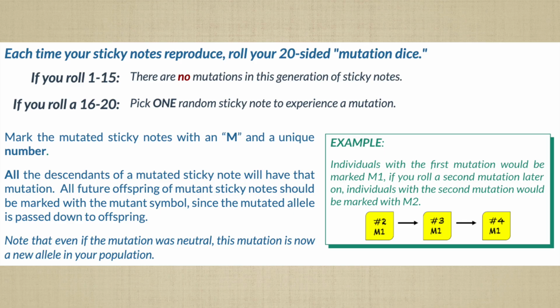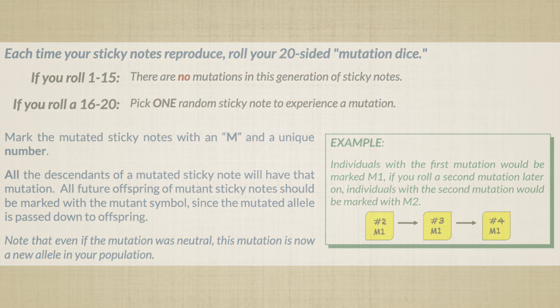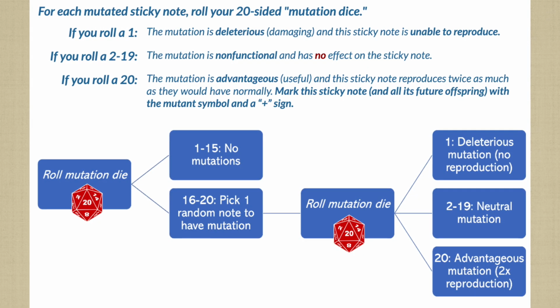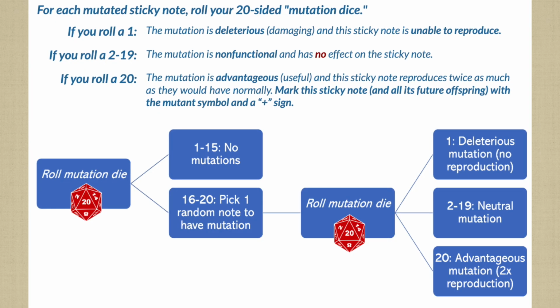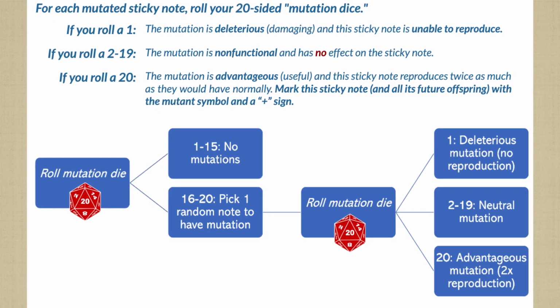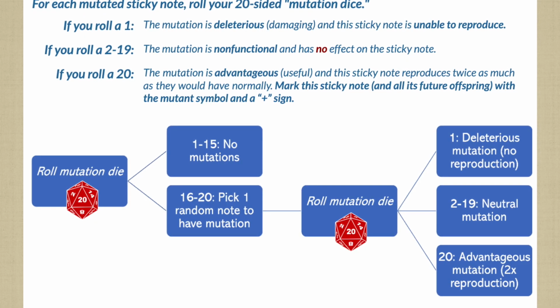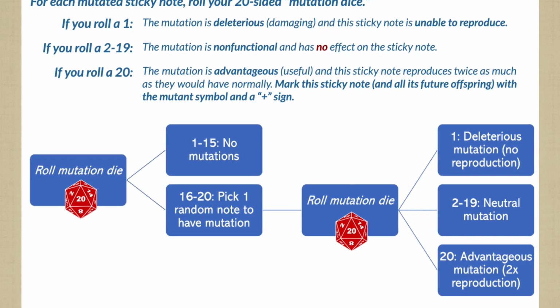So note that even if the mutation was neutral, this mutation is now still a new allele in your population, right? So if you get a mutation amongst your sticky notes, for each of your mutated sticky notes, you will roll a 20-sided mutation dice. If you roll a 1, the mutation is what we call deleterious or damaging, and this sticky note is not able to reproduce moving forward. Okay? If you roll between a 2 and a 19, the mutation is what we call non-functional and has no effect on the sticky note.